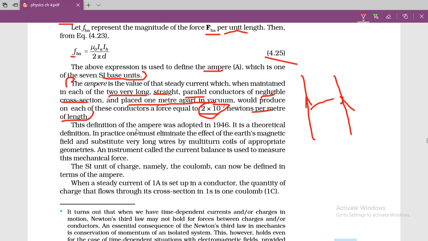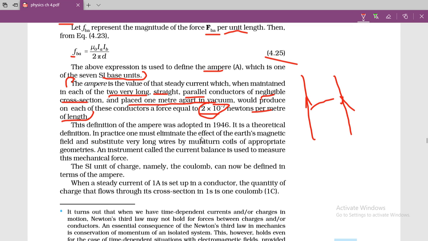This definition of ampere was developed in 1946 and it is a theoretical definition. In practice, one must eliminate the effect of Earth's magnetic field and substitute very long wires by multi-turn coils of appropriate geometry. So this definition was developed in 1946 and it was completely theoretical in nature.